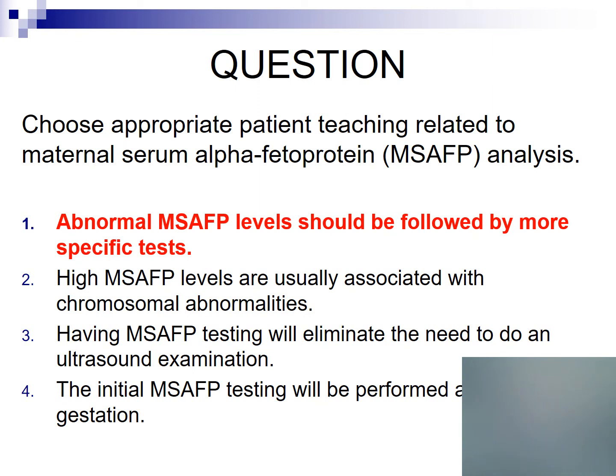If you picked A, abnormal maternal serum alpha-fetoprotein levels should be followed by more specific tests, then you picked the absolute correct answer. Of course, we know that 2 is incorrect because it's not high levels that are associated with chromosomal abnormalities, but low levels. And it will not eliminate the need to do ultrasound exam. It will probably cause it. Okay? And the initial MSAFP testing will not be done at 13 weeks. It will be done more likely at 15 to 17 weeks.